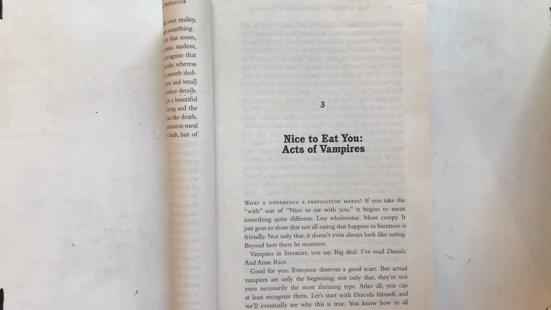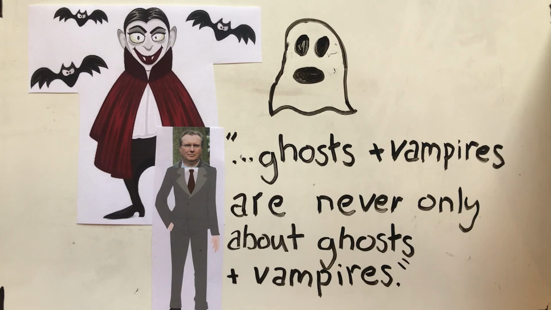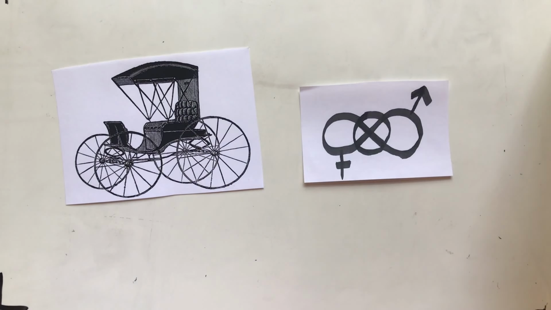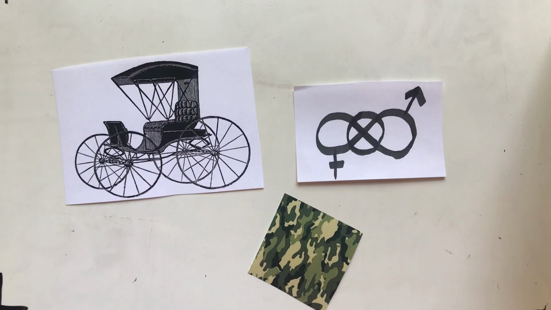Chapter 3 is Nice to Eat You, Acts of Vampires. The premise of the chapter is that monsters are often symbolic. Ghosts and vampires are never only about ghosts and vampires. A lot of this supernatural symbolism came from Victorian times, when explicit depictions of sexuality were forbidden. Authors were creative and used monsters as disguised portrayals of sexual themes, and their method survives to the present day.